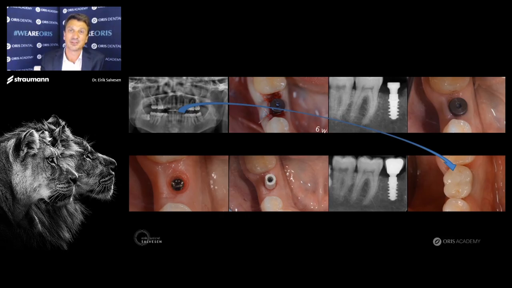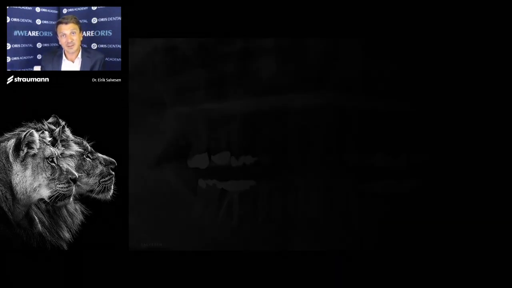And after 6 weeks, in this case, because we placed the implant in healed bone, native bone, we are able to place the restoration in 6 weeks' time. Again, reducing time, reducing number of visits. So that's about premolars.